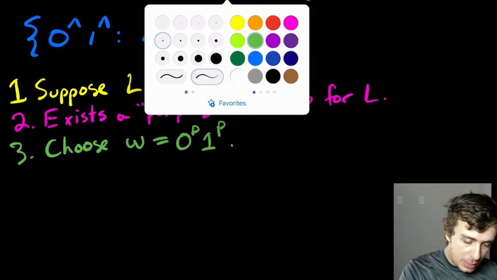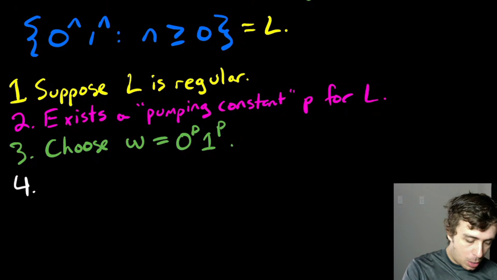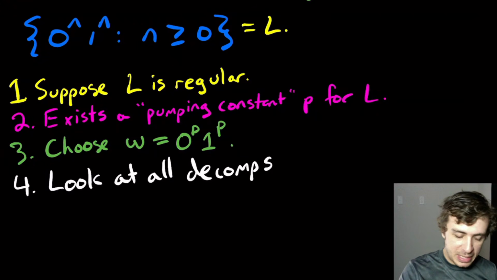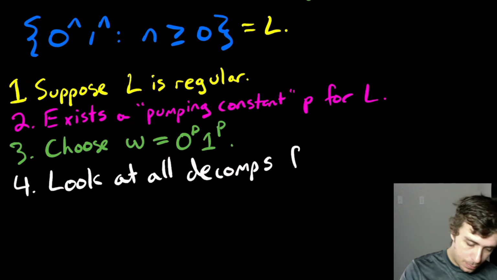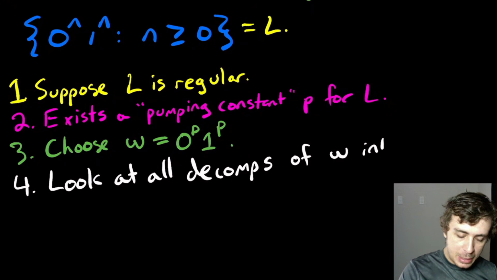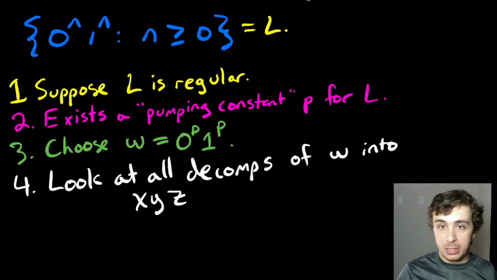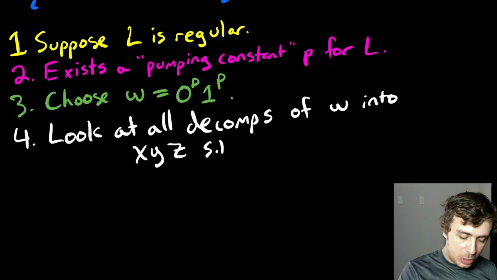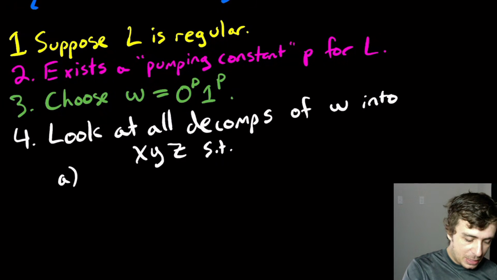So what we need to do here is look at all decompositions, or decomps, of w into x, y, z. I know other instructors use different variables, I'm just going to use x, y, z here. Such that, well, remember the 3 conditions. I'm just going to call them a, b, and c.